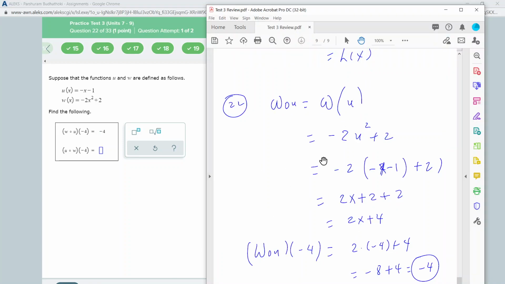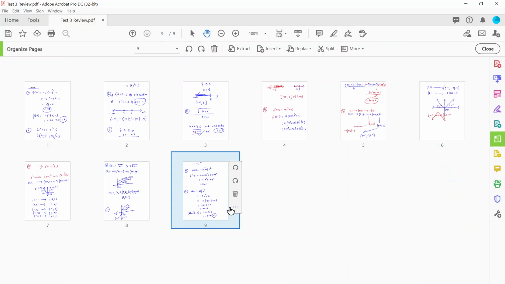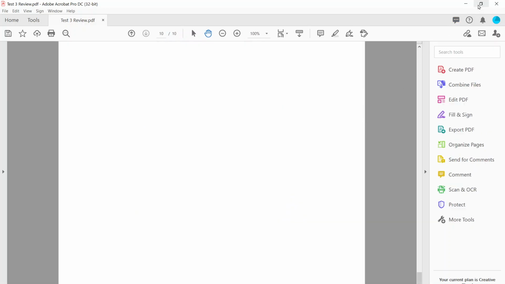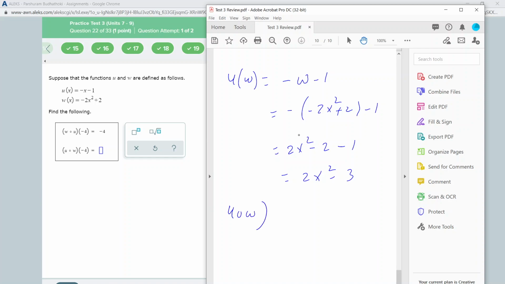The answer for the second one, you have to do the same thing, but you have to find the composition the other way. Okay, so that means let's find the composition of U composite W. So you have to use the U function, replace x by W there, and finally plug the value of W, which is -2x squared +2, and you have to distribute this negative, so that will be 2x squared -2 -1. This is 2x squared -3, and then U composite of W at -4, just plug the value of x -4, so that is 2 times 16 minus 3. 16 times 2 is 32 minus 3 is 29. So for the second part, this is 29.